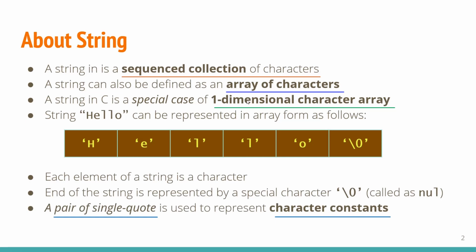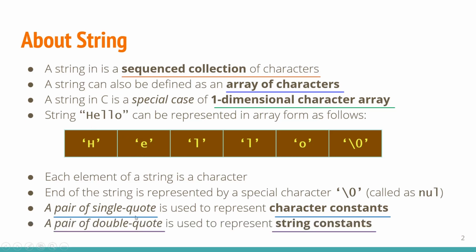A pair of single quotes is used to represent character constants. You might observe here that when I have specified hello, I am writing it in double quotes, but when I represent hello in the array representation form, I have written each element of the array as a character constant, in a pair of single quotes. A series of characters forms a string, and strings are represented with a pair of double quotes, and each character in that string can be represented with a pair of single quotes. This is because in C, character constants are represented by a pair of single quotes and string constants are represented by a pair of double quotes.